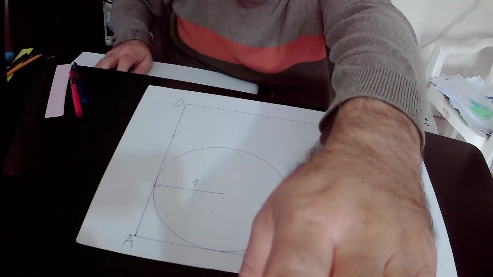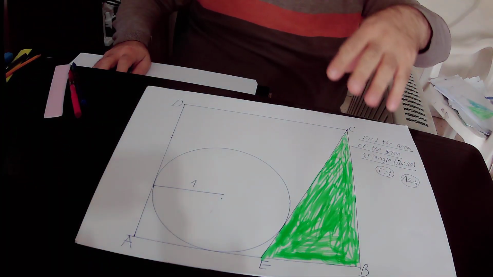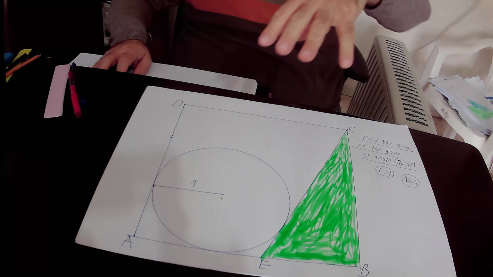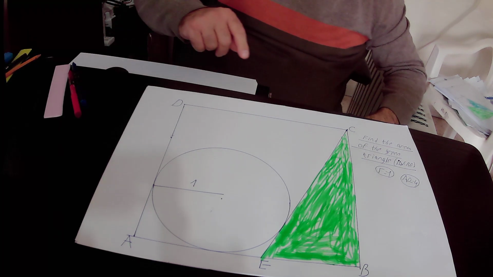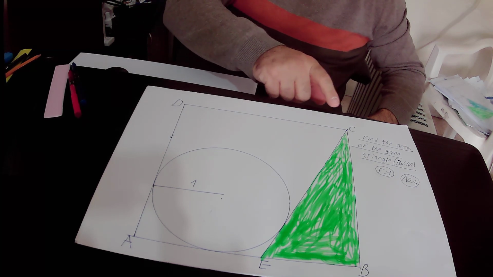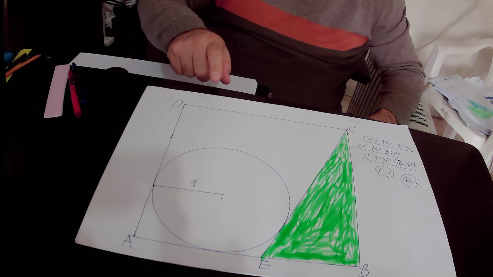Hello, in this lecture we will find out the area of the green triangle. In the drawing we have square ABCD. We know that one side of square ABCD equals 4 units.